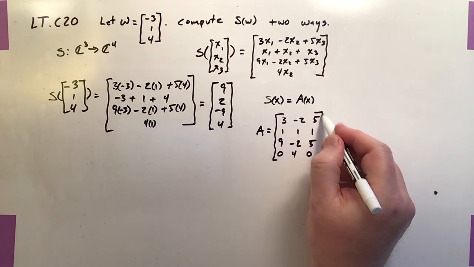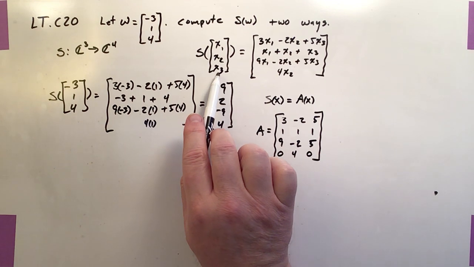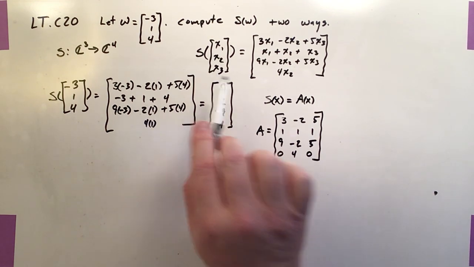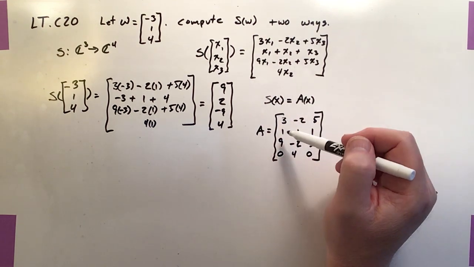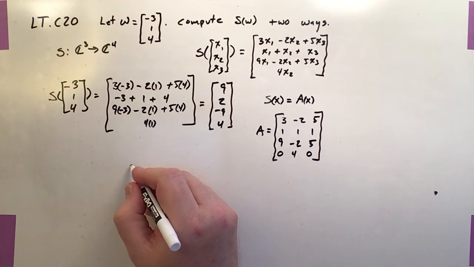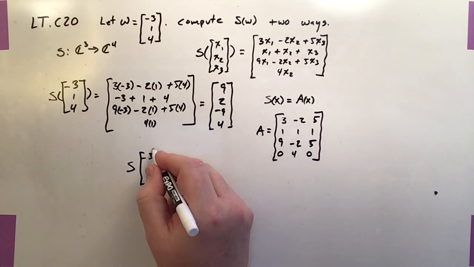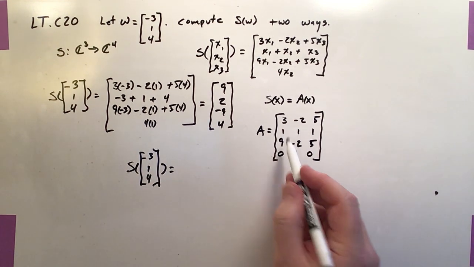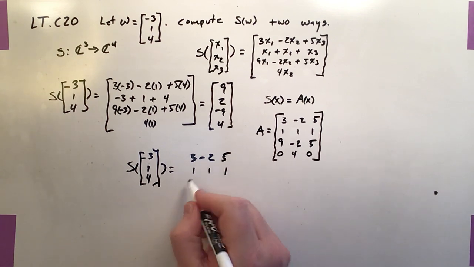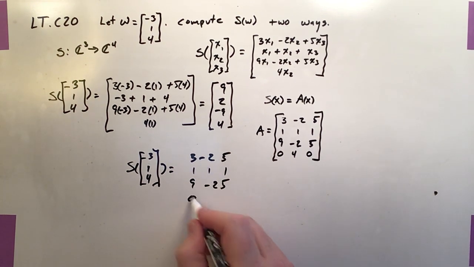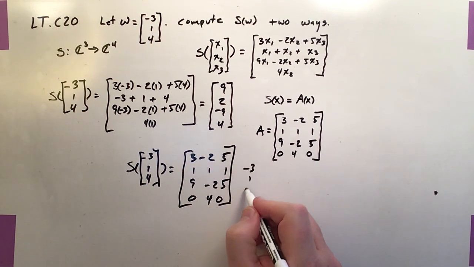So there's the matrix A that does the same thing: matrix multiplication by A of any 3-row vector will transform it into a 4-row vector, performing the same transformation as this. So there's our matrix A. Our second way of computing S of negative 3, 1, 4 is to take this matrix, 3, negative 2, 5, 1, 1, 1, 9, negative 2, 5, and 0, 4, 0, and multiply it by negative 3, 1, 4.